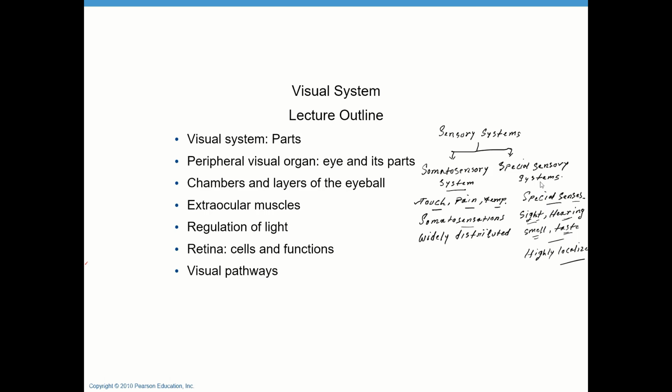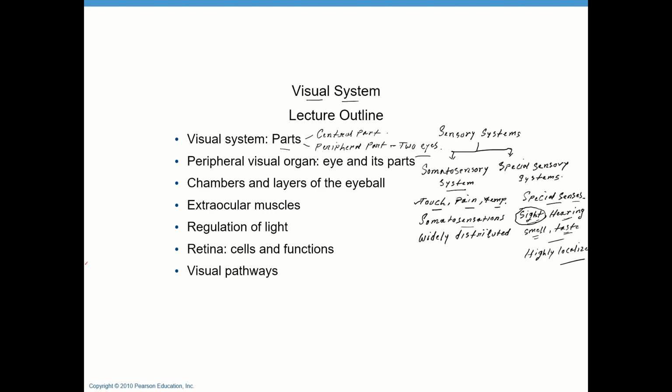So we will talk about the special senses, sight or vision. The sight or vision is processed in the visual system. So we'll talk about the visual system where your vision or sight is processed. First, we'll see the parts of the visual system. The visual system has a central part inside the central nervous system and a peripheral part, which is your eyes, two eyes. Okay.